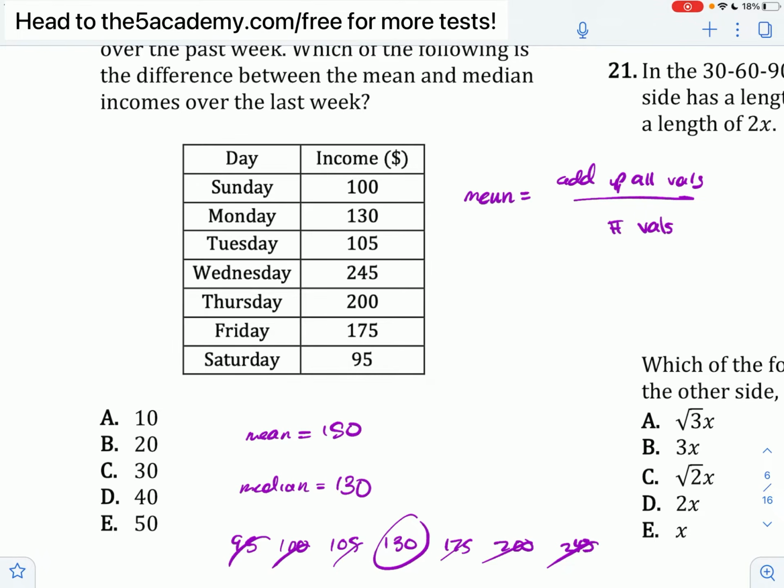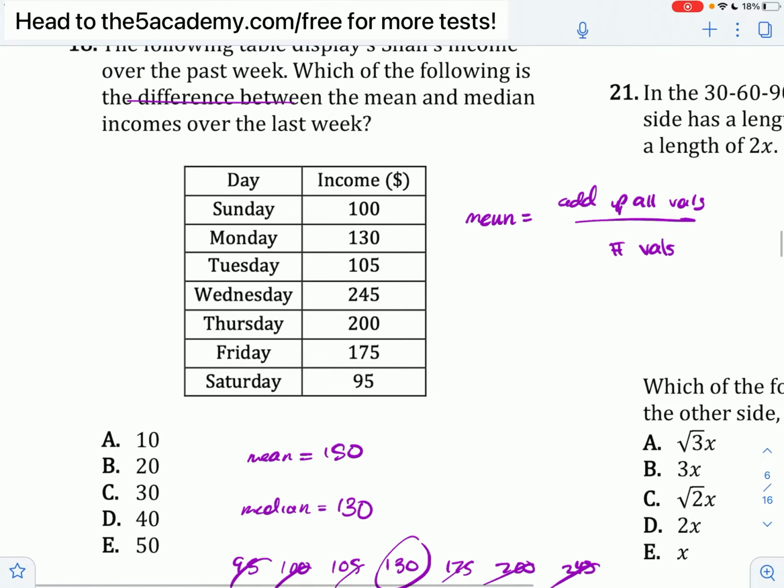Okay, you're only going to get a middle number if you have an odd number of values. If you have an even number of values, you're going to get 2 middle numbers, and in that case, you have to take the average of those 2 middle numbers, and that's going to be your median. So the question asks, what's the difference between the mean and median? It's just 20. So that's your answer.